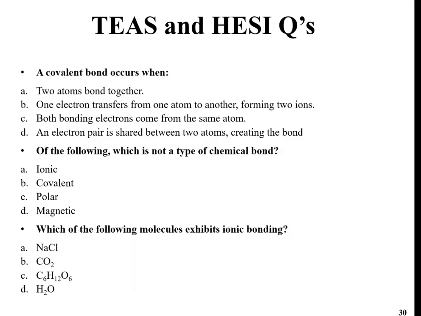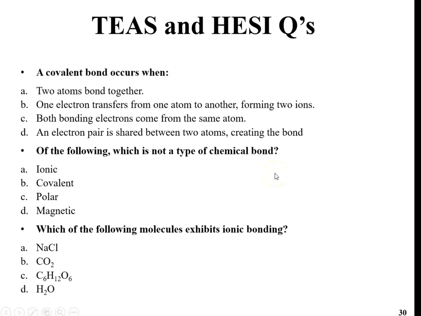A covalent bond occurs when two atoms bond together, one electron transfers from one atom to another, forming two ions. Both bonding electrons come from the same atom, or an electron pair is shared between two atoms, creating the bond. D. Covalent bonding is all about electron sharing, whether it be equally or unequally. Remember that ionic bonds are formed by electrostatic forces and not by sharing of electrons.